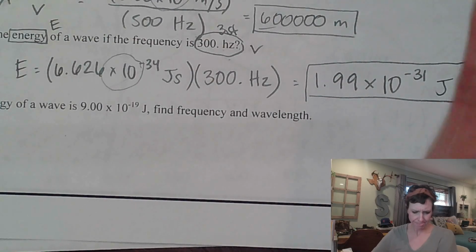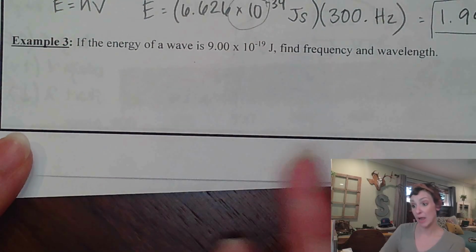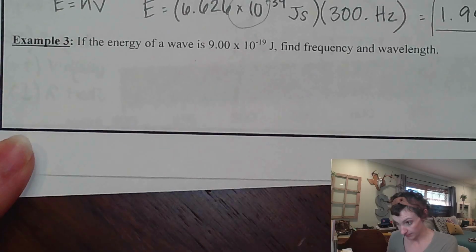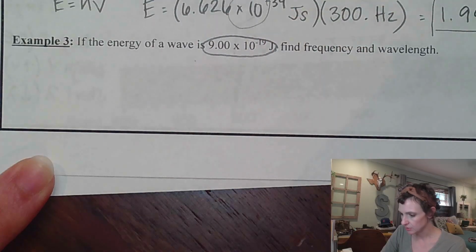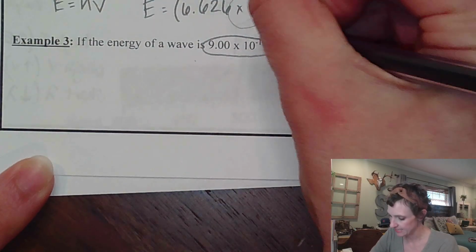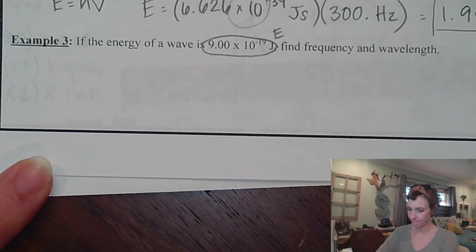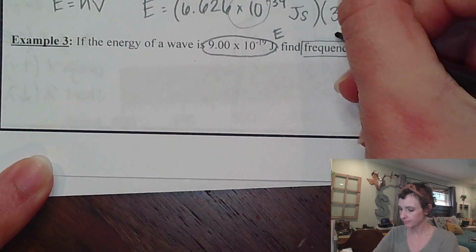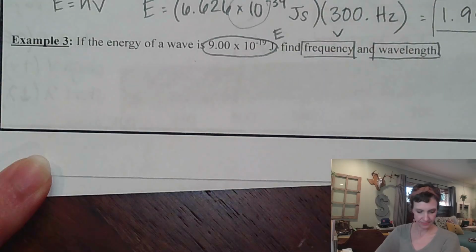Amazing. Okay, now this next one right here, it says if the energy of a wave is 9.00 times 10 to the negative 19th joules, find the frequency and the wavelength. Okay, the thing that I've given you here is joules. Joules is energy. So this is an E. I will need to choose an equation that has an E in it, right? They want me to first find the frequency and then find the wavelength, right?